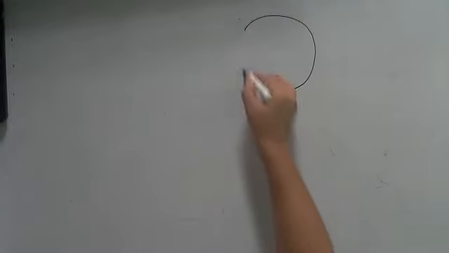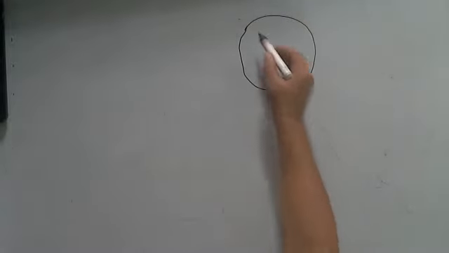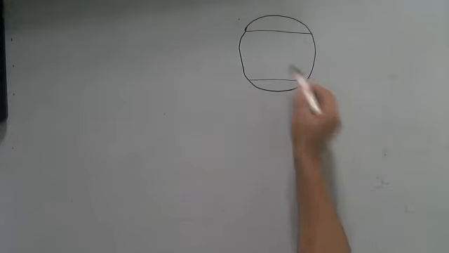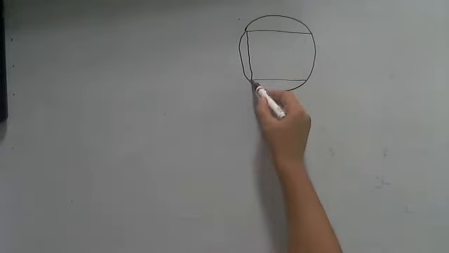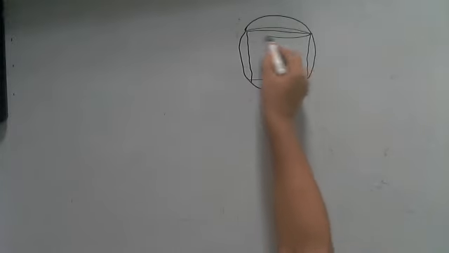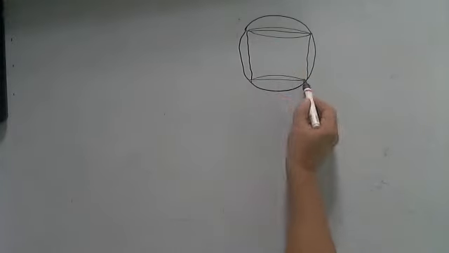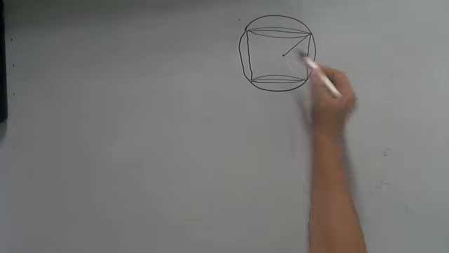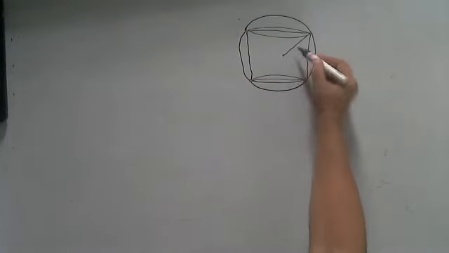There is a sphere, something like that, and if a cylinder is inscribed in it, it is something like that. This will be the radius r.